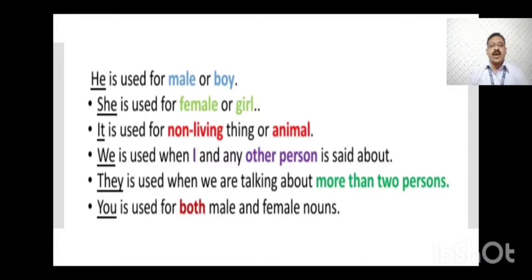We is used when I and any other person are being talked about. Means, if you and any other name is there along with you, then you can use we. They is used when we are talking about more than two persons. They, as I told you, is for plural nouns. There you have to use they instead of those nouns. You is used for both male and female nouns. As I told you earlier, you is a pronoun you can use for both male as well as female.